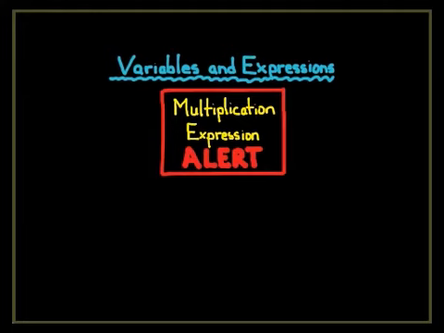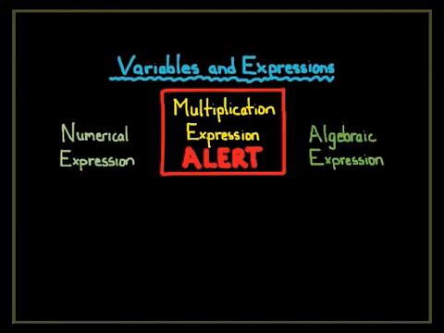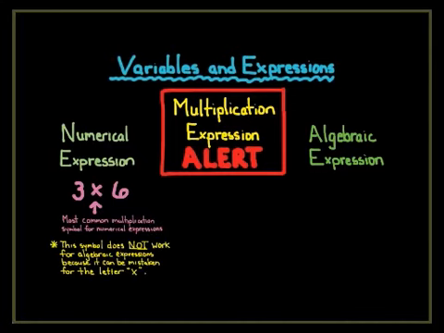So I have a little alert here for you to show you the differences. With numerical expressions, we may see a problem that looks like this, 3 times 6, where that x is a symbol. That symbol is the most common multiplication symbol for numerical expressions. However, this symbol does not work for algebraic expressions because it can be mistaken for the letter x. So what do we do when we are looking at algebraic expressions? What symbols are used? Well, instead of an x, a dot can be used. So 2 dot y, for instance, would mean to multiply.